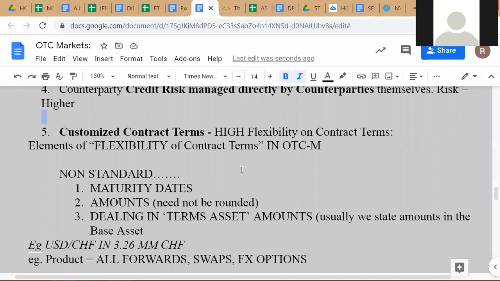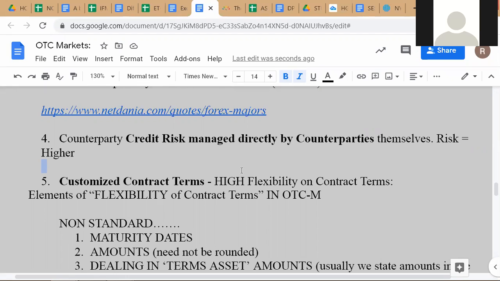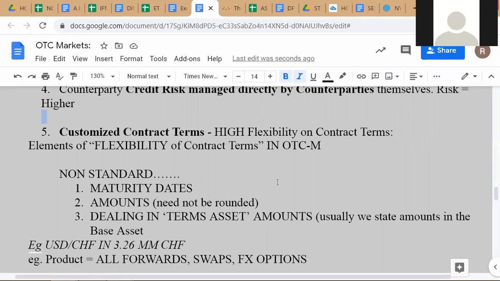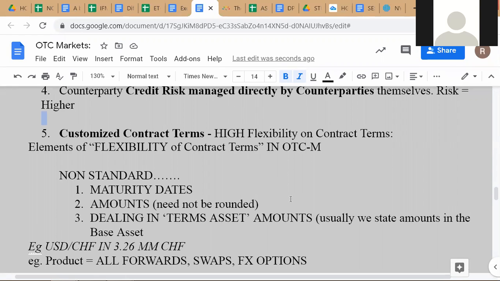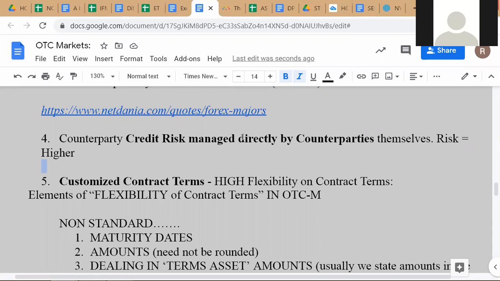So customized contract terms is the second important feature of OTC markets. And this is basically why people use OTC. So as you can see, point number 4 is a negative. Nobody is going to like this. Point number 4, that I have to manage the credit risk myself. Why should I have to do that? I don't want to be taking the credit risk.